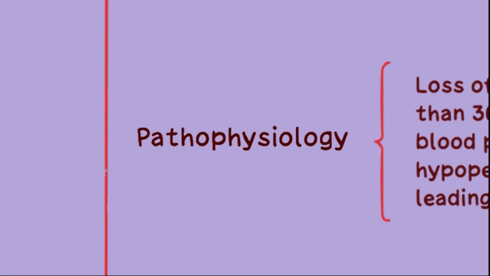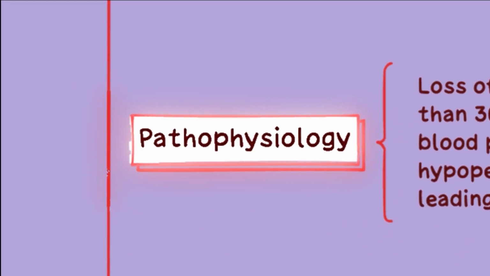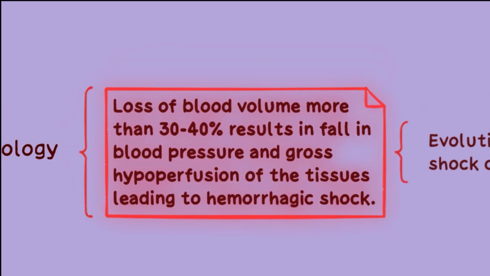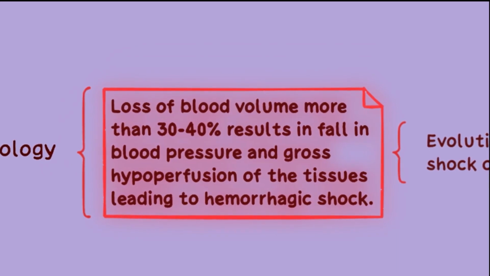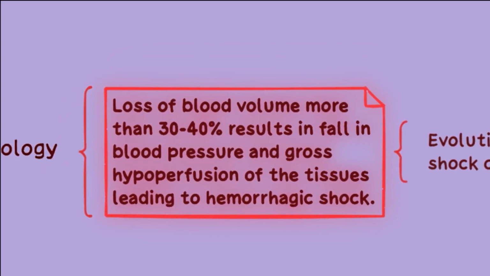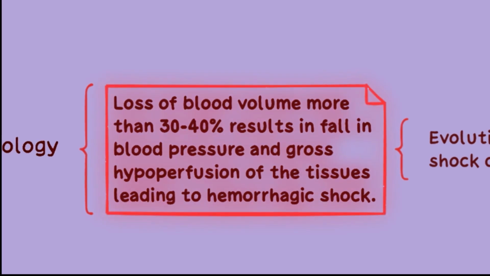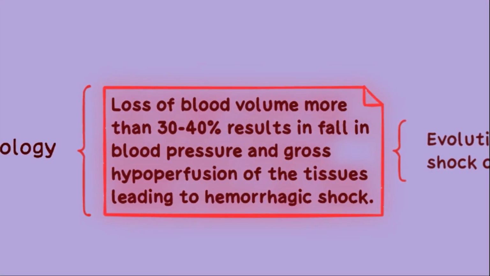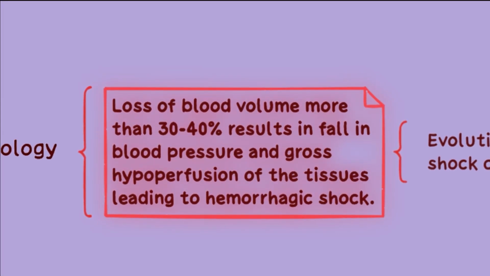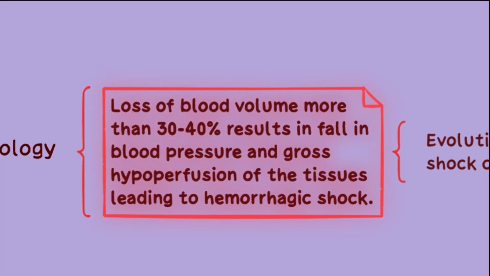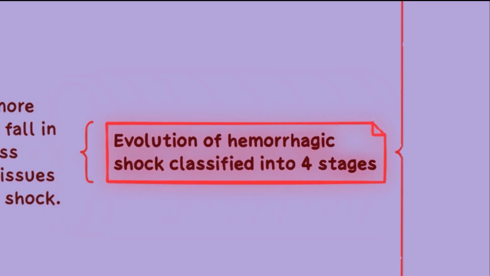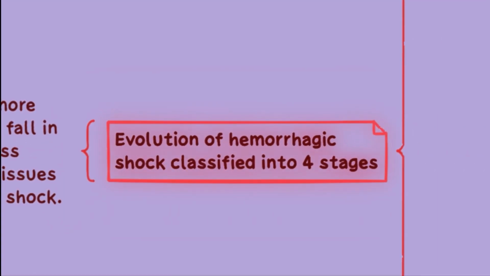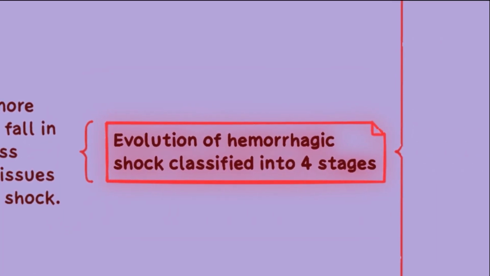How does shock occur? The pathophysiology of hemorrhagic shock involves a significant loss of blood volume, typically exceeding 30 to 40% of the total blood volume. This loss of blood volume leads to a decrease in blood pressure and inadequate perfusion of tissues, resulting in hypoperfusion and organ dysfunction. The evolution of hemorrhagic shock can be classified into 4 stages.